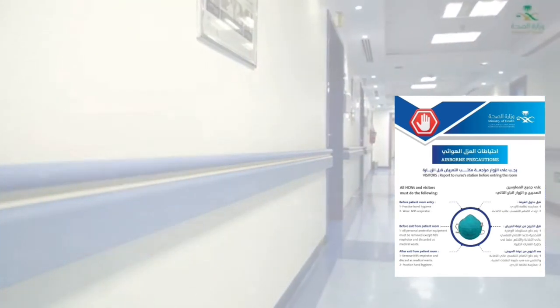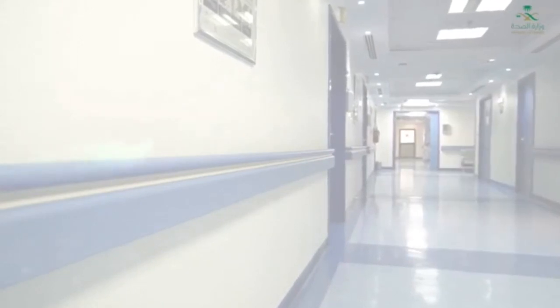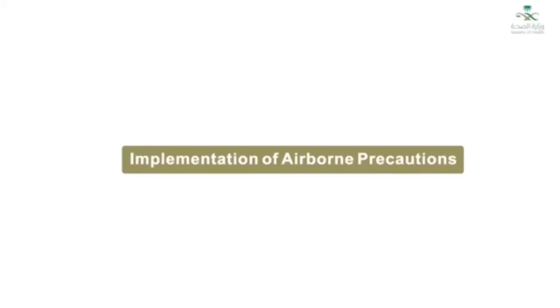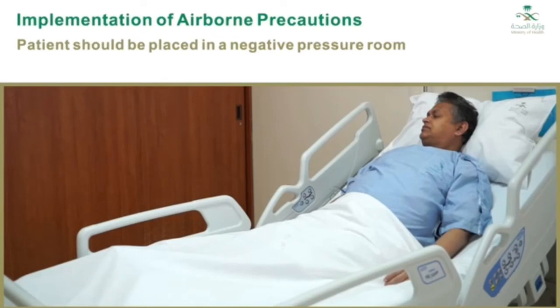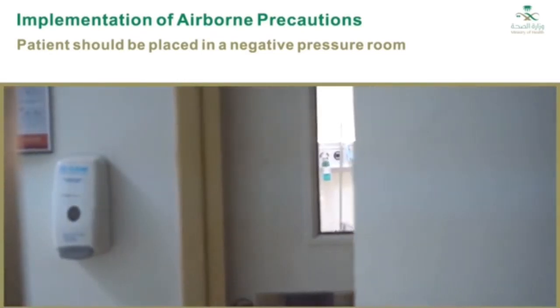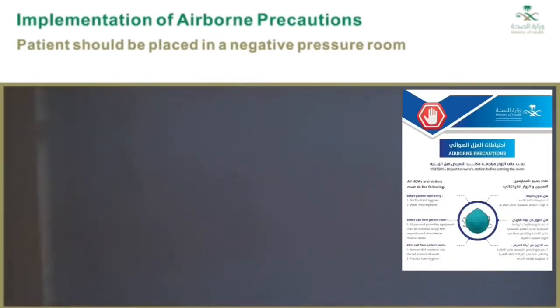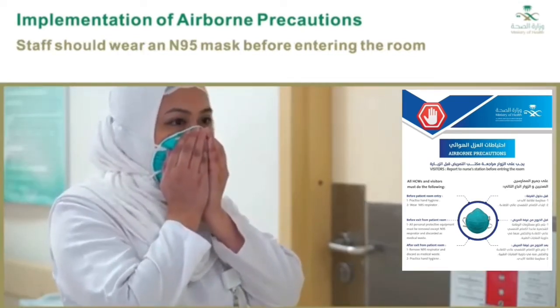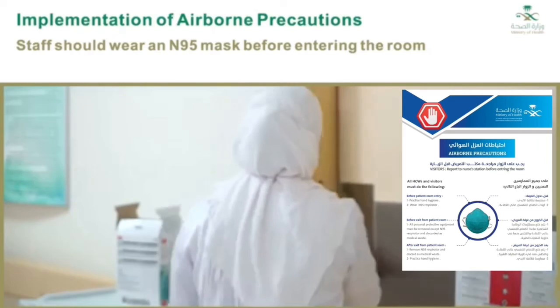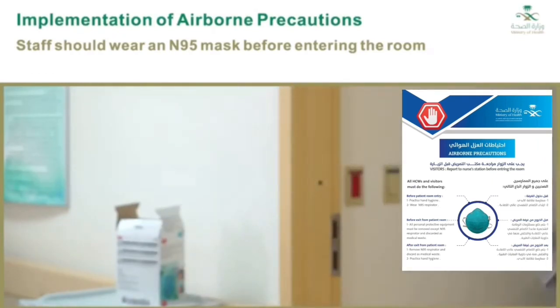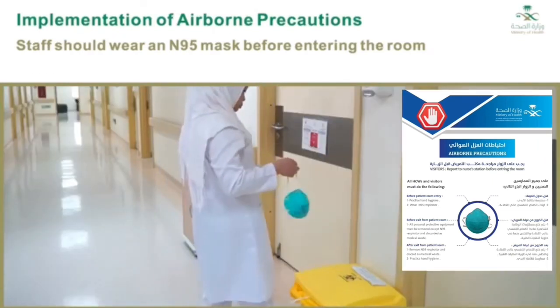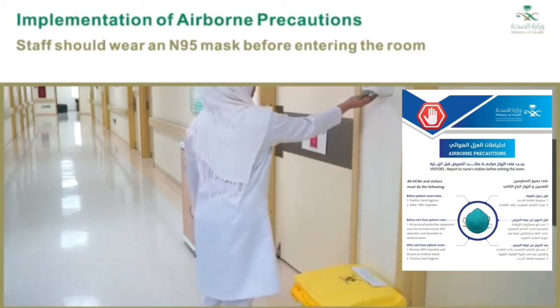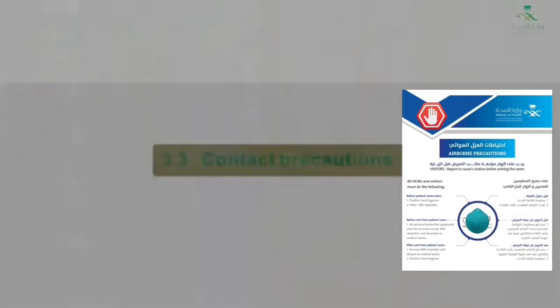Precautions must be implemented to prevent airborne transmission. Implementation of airborne precautions. Patients with a suspected or confirmed airborne infectious disease should be isolated in a negative pressure room. Pressure differentials should be monitored daily when the room is in use. Healthcare workers should wear appropriately fit-tested N95 respirator upon entering the room. The respirator should be removed outside the patient room after use, followed by hand hygiene.